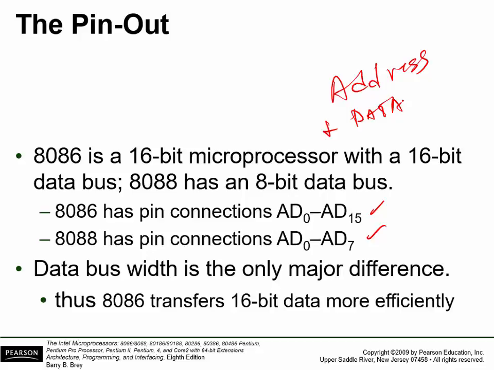So the only difference between these two processors, and that's a key question, if you're asked in a final exam question, what is the difference between the 8086 and the 8088, here's your answer. I can't give you a bigger hint. I just told you what the question is, and I've shown you the answer: the data bus width is the only difference between those two processors. They're exactly the same internally. The 8086 transfers data more efficiently. It does it 16 bits at a time. The 8088 has to transfer data 8 bits at a time.